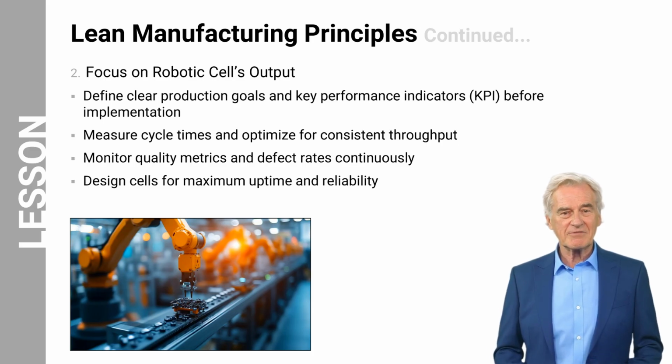Quality metrics and defect rates are continuously monitored to ensure the automated system maintains high production standards. The robotic cells are designed with maximum uptime and reliability in mind, ensuring that the automation investment delivers sustainable performance improvements.